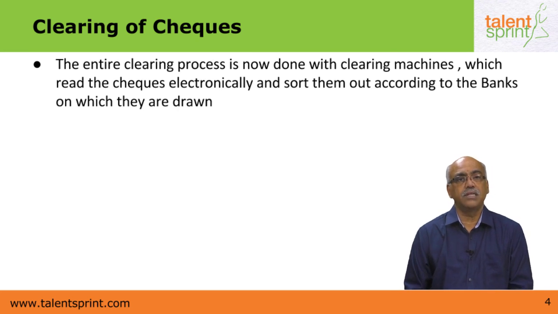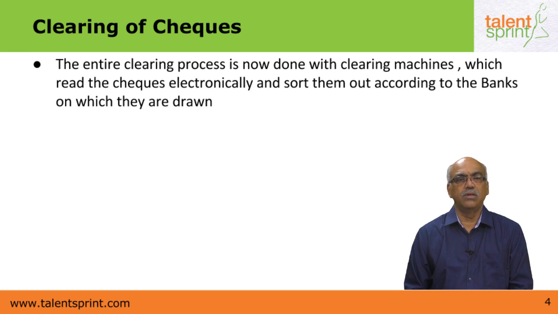The entire clearing process is now done with clearing machines, which read the checks electronically and sort them out according to the banks on which they are drawn. The entire process of clearing has now become mechanized. In the olden days, banks used to carry the checks to the clearing house, physically exchange them with the other bank, and prepare a list of such accounts. If the amount to be received by the bank is greater than the amount to be paid, they will get a check from the other bank, and vice versa. If the amount to be paid is greater, then they will issue a check to the other bank.